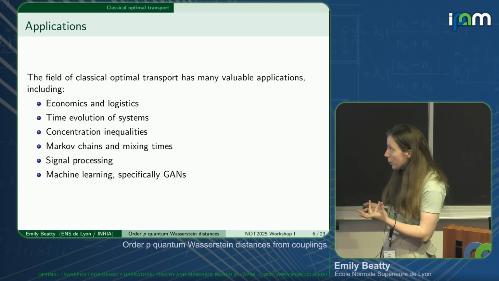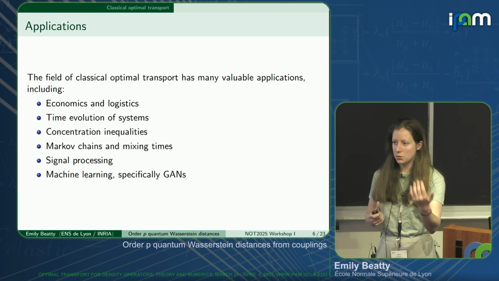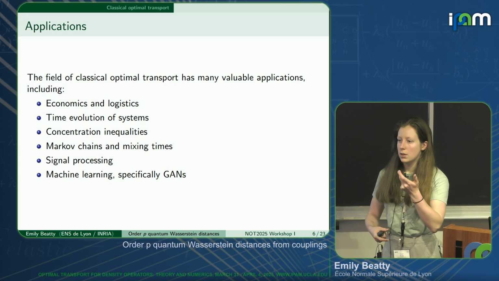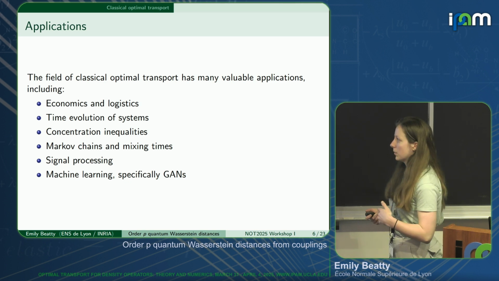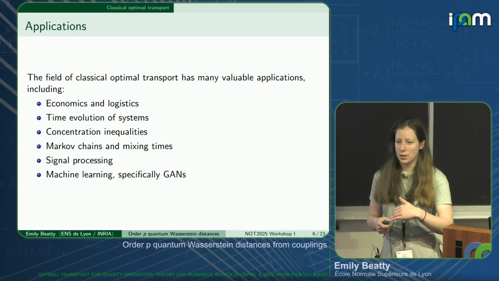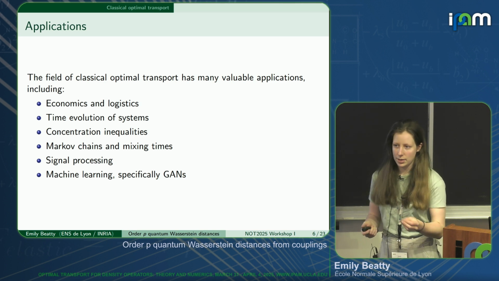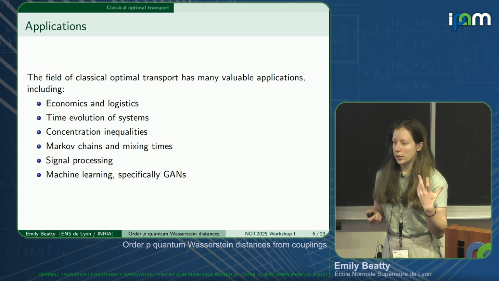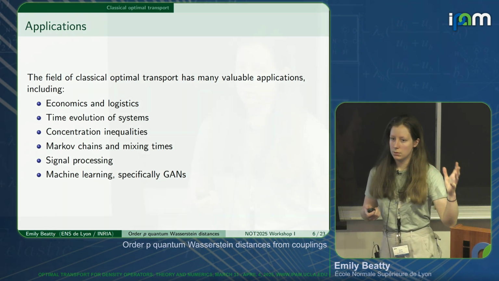And we would hope that by generalizing these classical distances to distances on quantum states, we would be able to recover some of these applications, replacing probability measures with quantum states, hopefully to recover some very nice, for example, concentration inequalities about quantum states or mixing times of quantum Markov chains, things like that. And so it's a very well-motivated problem to try and generalize these distances to the quantum setting.